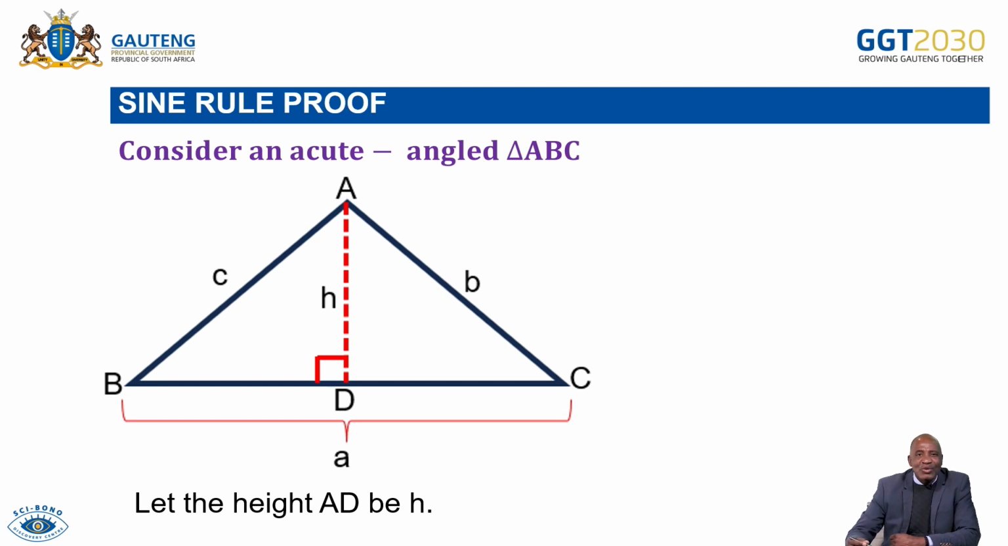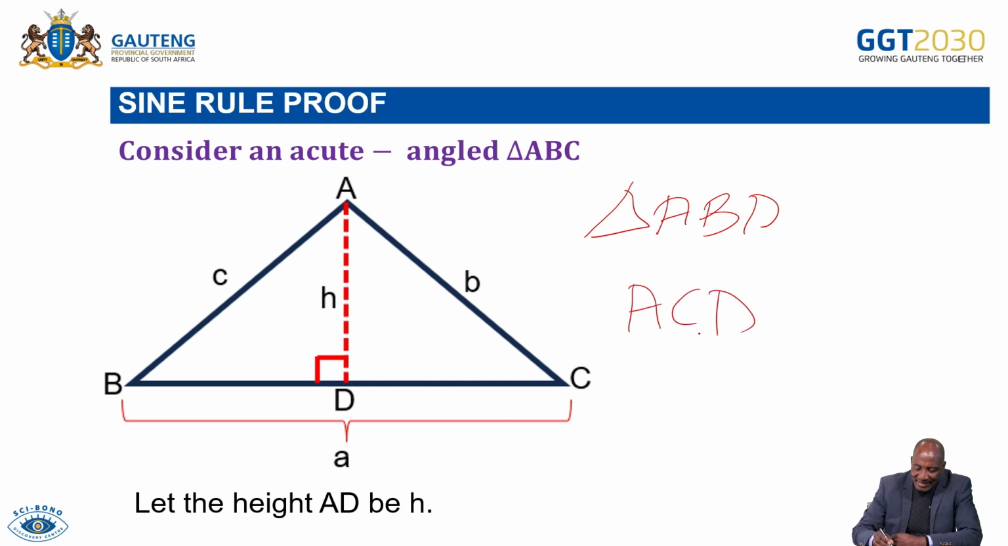That being the case, you'll realize that I now sit with two triangles. The first triangle is ABD, which is right angled. Then we also have triangle ACD. Both triangles are right angled triangles, both of them.